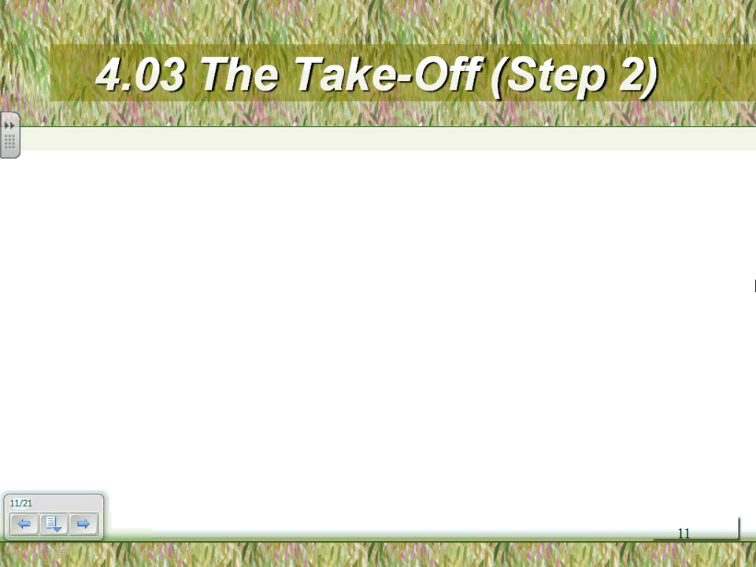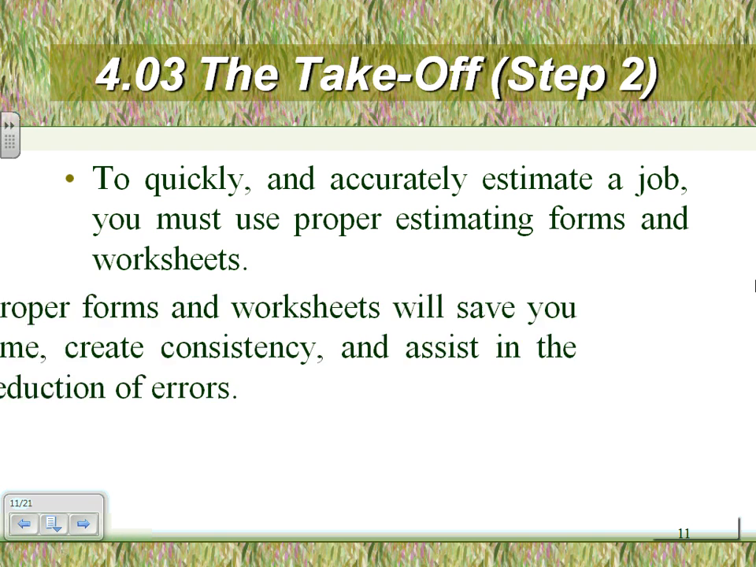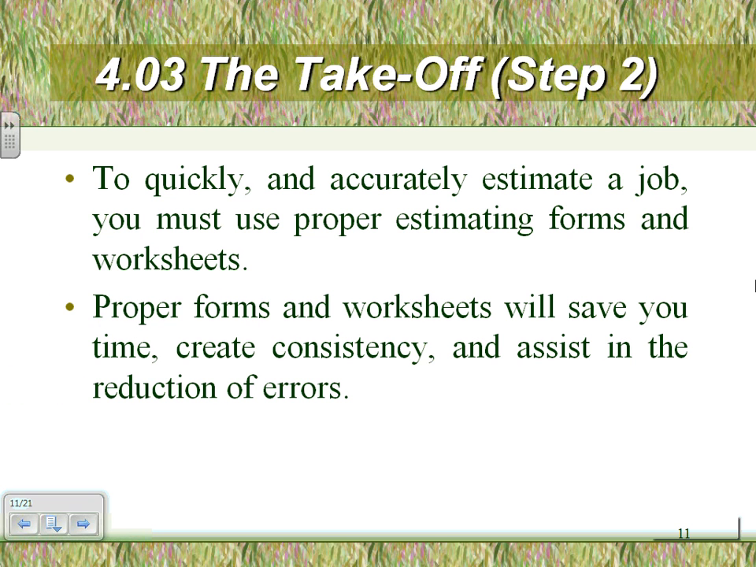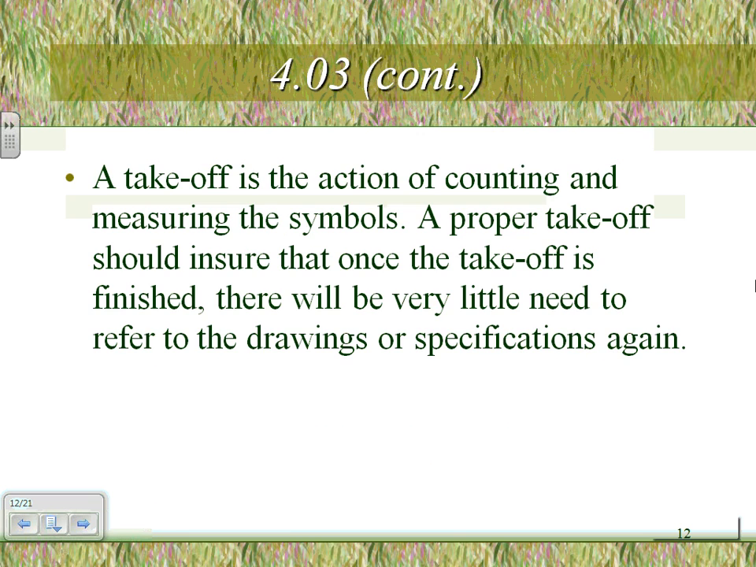Next one, takeoff. Step number 2. We understand, we know what we're doing. Now we're going to go take it off. Takeoff. What is takeoff? Quickly and accurately estimate the job. You must have forms. I know, Phil, you were showing me the forms that you do with the takeoff. Count all the receptacles, everything, highlight them. Worksheets create consistency when you do takeoff, guys. You have to have sheets. All the receptacles are here. Color code them. Put them on a sheet. Forms and worksheets also help you if you've forgotten something.